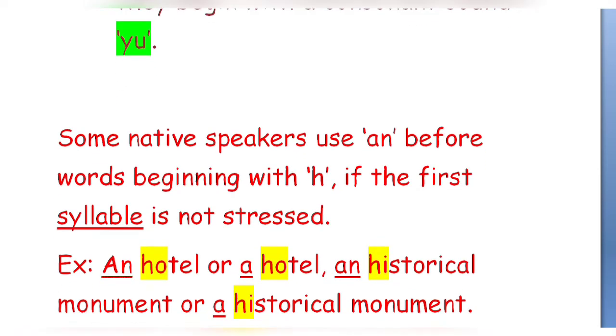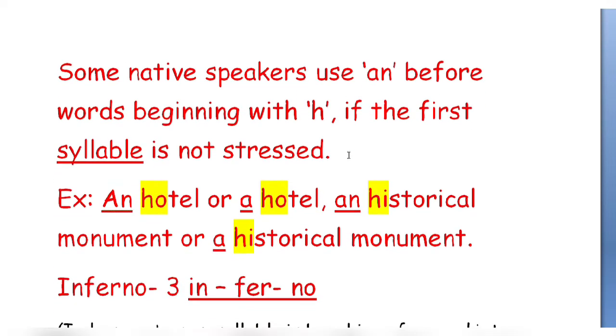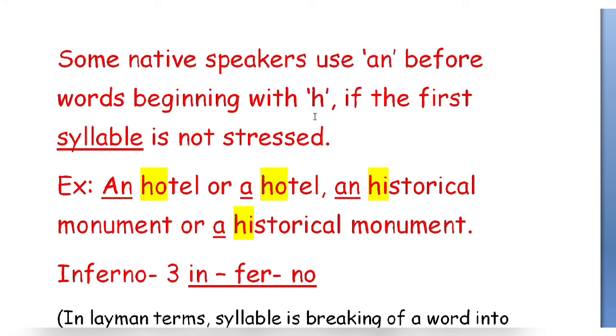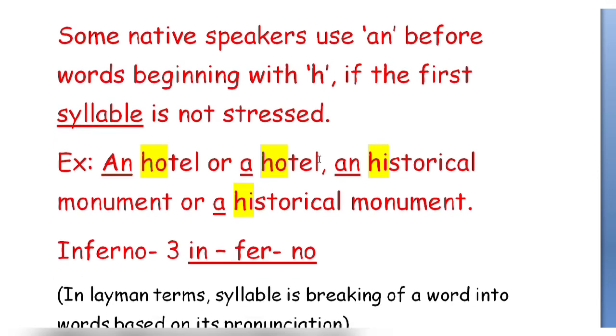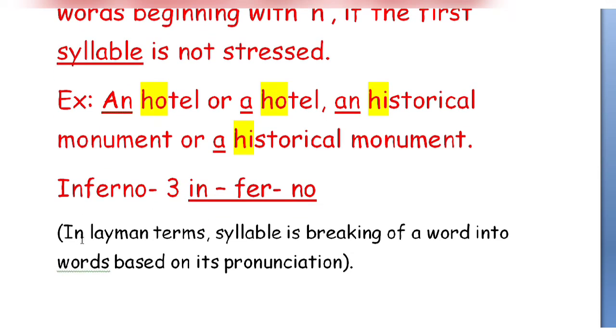Next, some native speakers use an before words beginning with H if the first syllable is not stressed. Now what does syllable mean? In layman's terms, a syllable is the breaking of a word into parts based on its pronunciation.